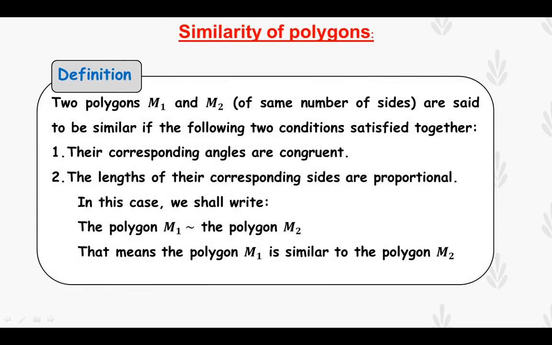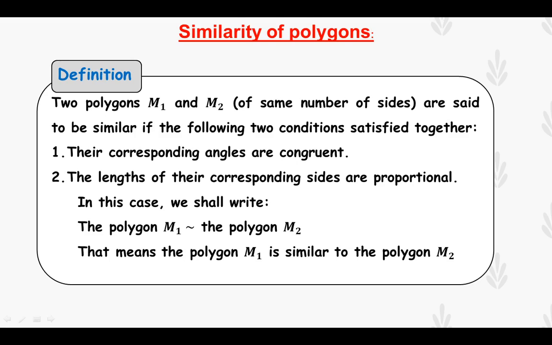Definitions. Two polygons M1 and M2 of the same number of sides are said to be similar if the following two conditions are satisfied together. Their corresponding angles are congruent, and the lengths of their corresponding sides are proportional.